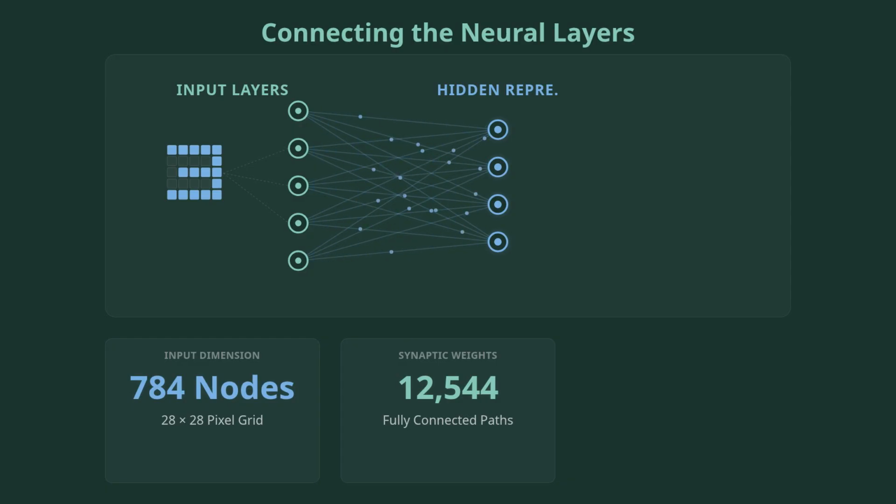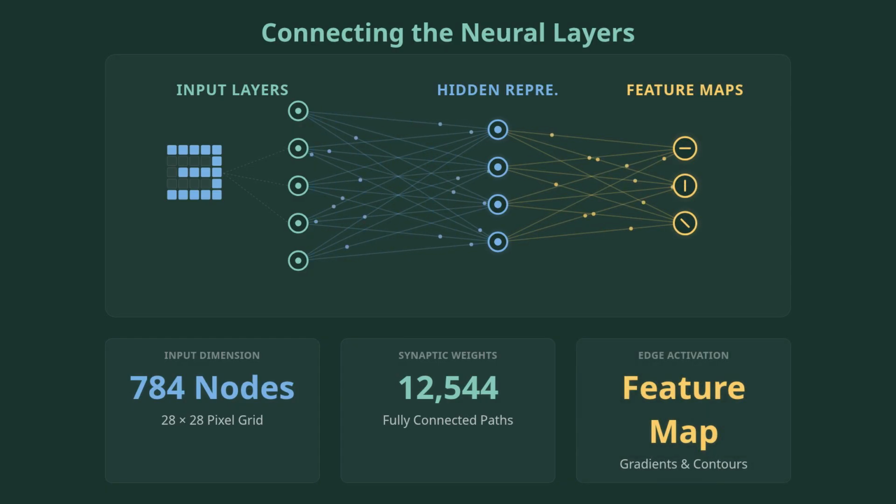The first hidden layer might detect basic edges and lines, while the second hidden layer combines those edges into more complex shapes like loops or corners. Finally, the signal reaches the output layer, containing 10 distinct neurons representing the digits 0 through 9. The output neuron with the highest activation value represents the network's final guess.